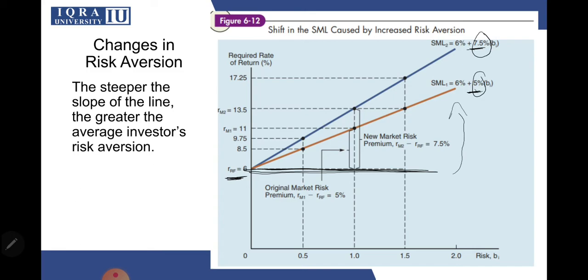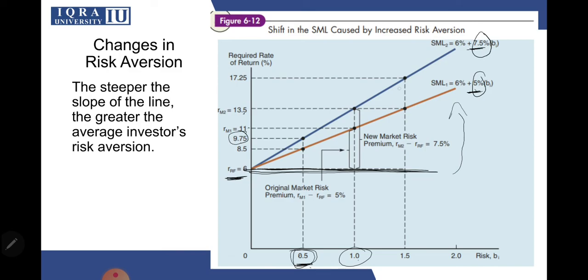So first, a stock which has a beta of 0.5 had a required rate of return of 8.5%, but now it has a required rate of return of 9.75%, because now the investors are more risk averse. They require a higher rate of return in order to compensate even for a 0.5 beta, and similarly for a beta of 1, first the required rate was 11%, now it's 13.5%.